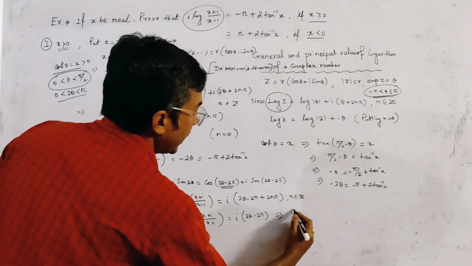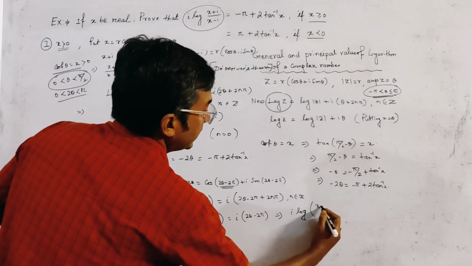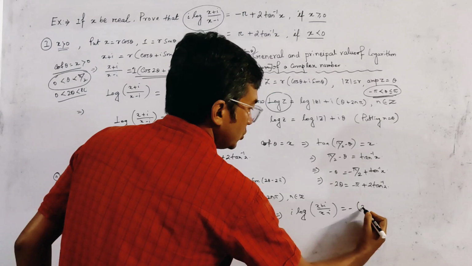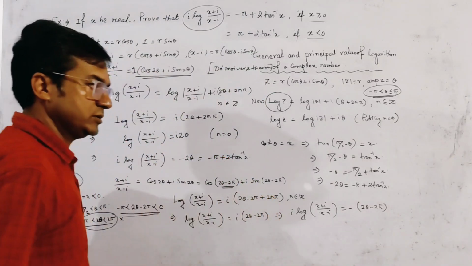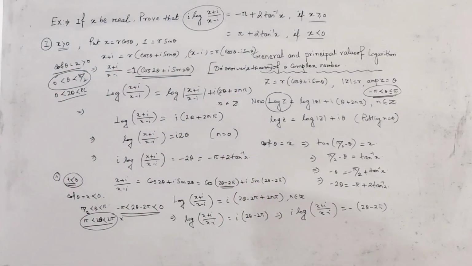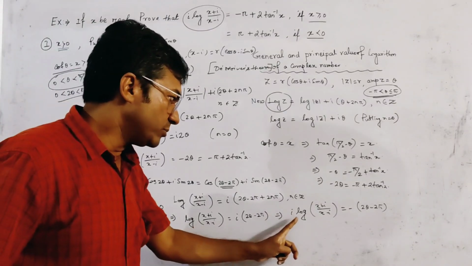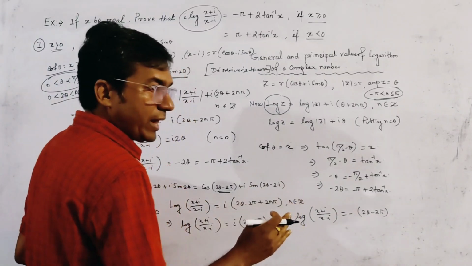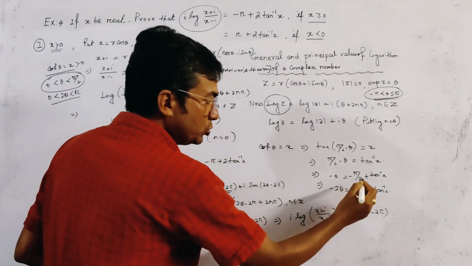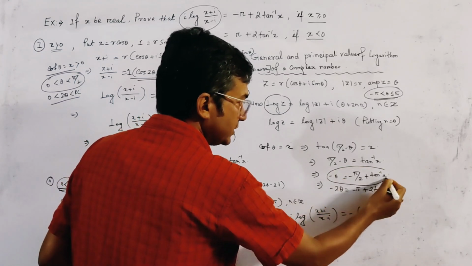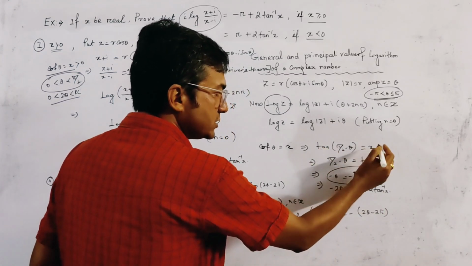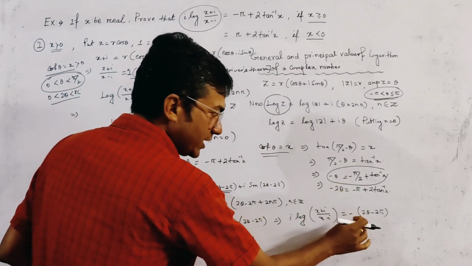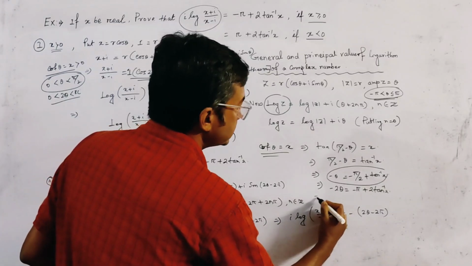This is given by i times log of (x + i)/(x − i), which is −(2θ − 2π), because we multiply both sides by i, and i² means −1. Now, as in the previous result, we put the value of θ: tan(π/2 − θ) is equal to x, and from this relation we get θ. Now put the value of −2θ here.